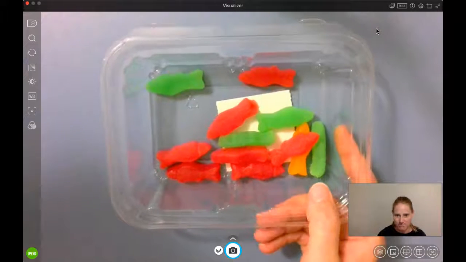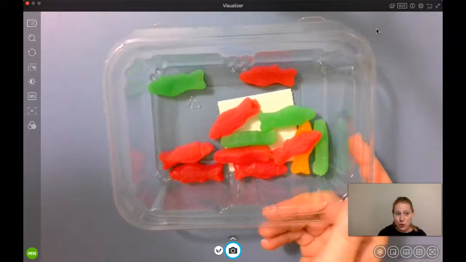To get ready for our lesson, here's what I need you to do. I need you to go into the box, wherever you're keeping it, of math manipulatives that I sent home with you, and I need you to take out 12 counters. I'm going to be using 12 fish today, but I want you to use 12 counters.